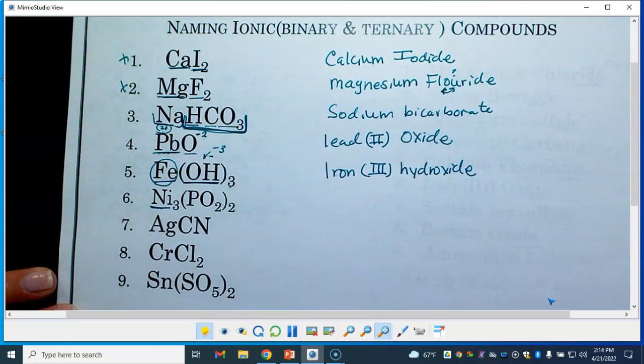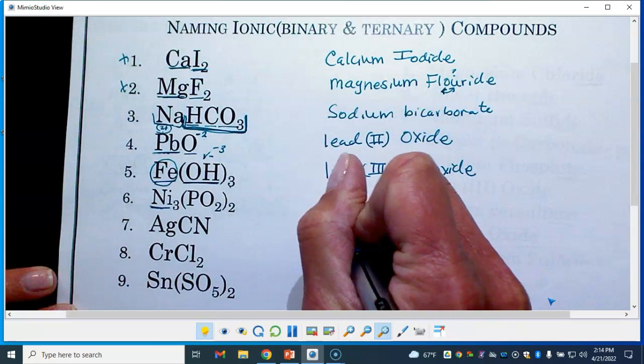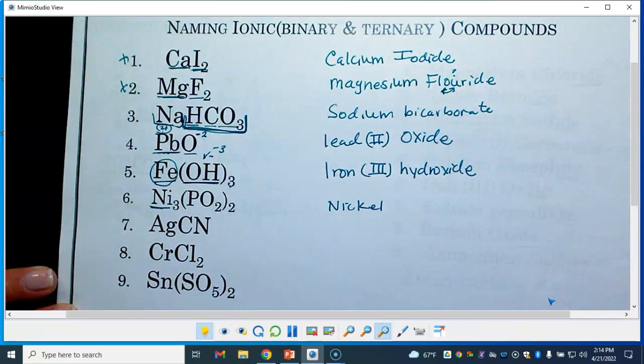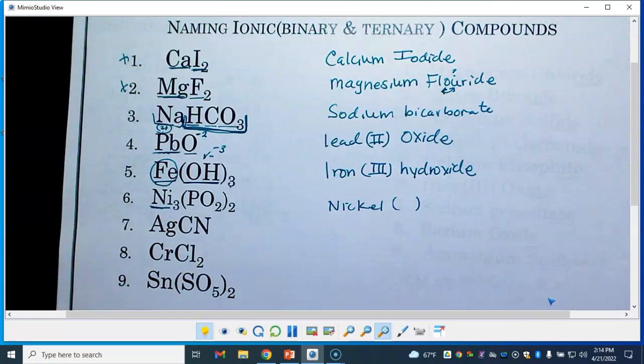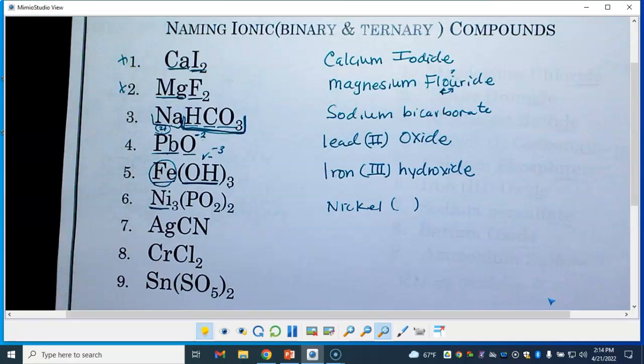Ni is what element? Nickel. Is nickel going to need Roman numerals, yes or no? I heard yes. So let's leave our parentheses blank. PO2 is going to be a polyatomic ion. So now we have to figure out what polyatomic ion it is.